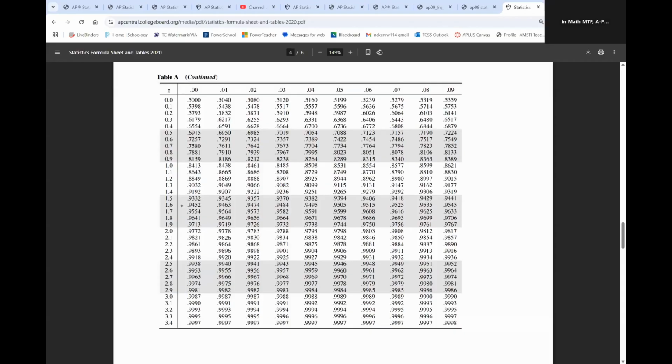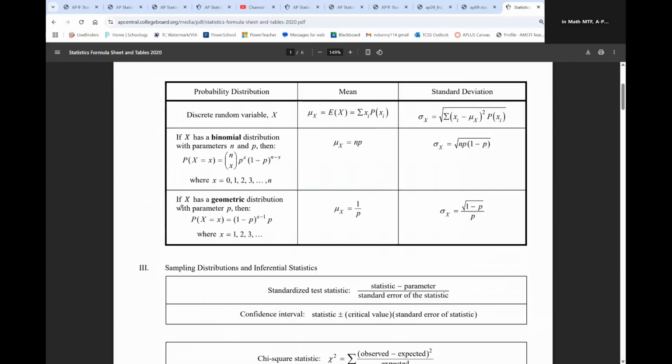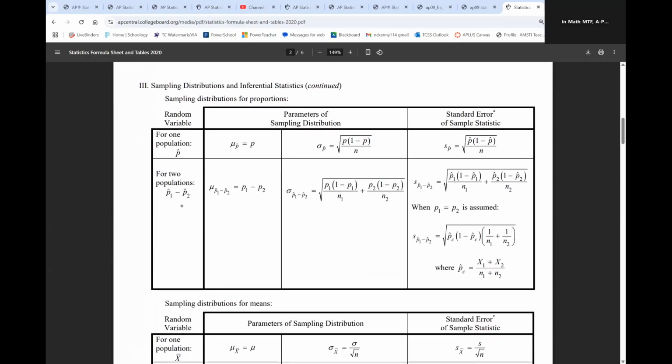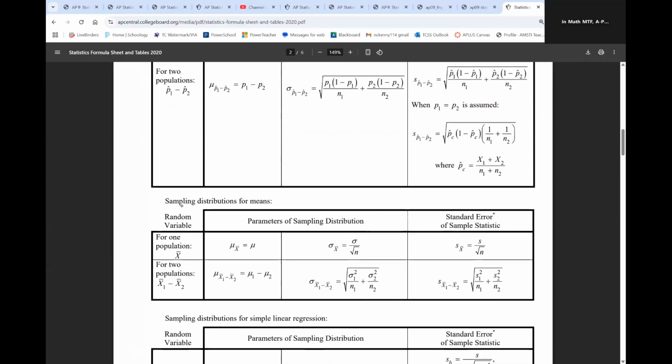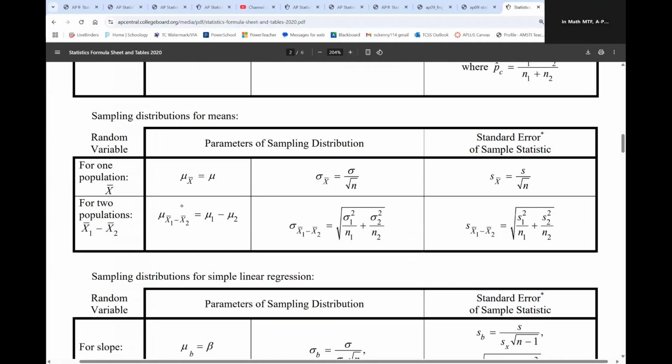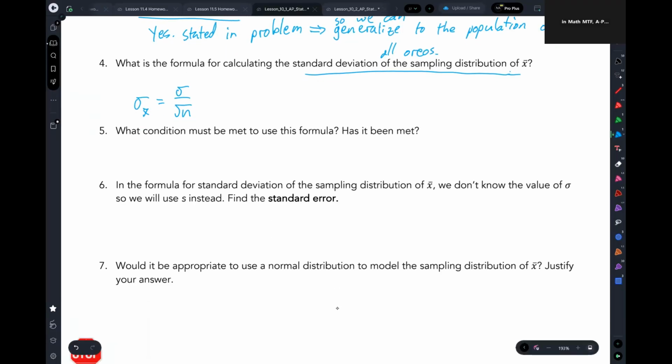So here's a formula sheet. Don't forget, we're in inferential statistics. We are no longer with proportions up here at the top. We're now down here at means. And we need to notice the parameters of the sampling distribution, right? Standard deviation of x bar. And then we have our standard error of the sample statistic over on the right. But that's not where we are yet. So sigma sub x bar is sigma divided by root n.